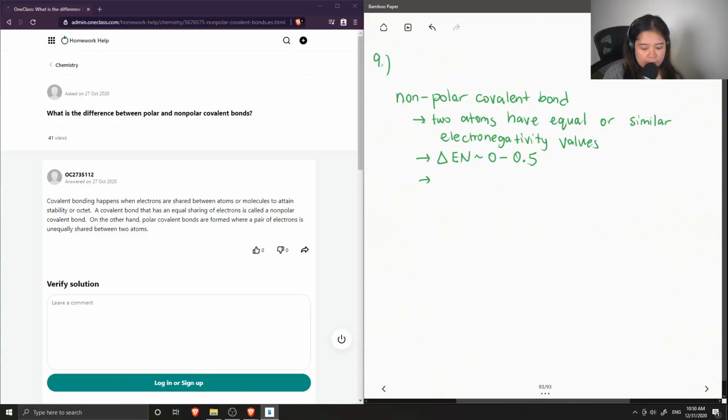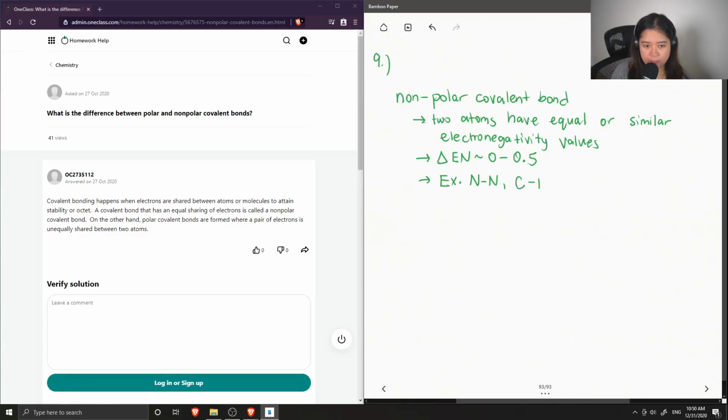Okay, so let's have an example. Some examples would include diatomic molecules, such as the nitrogen-nitrogen bond, which is considered nonpolar covalent since obviously it is the same atom. Its difference in electronegativity would just be equal to 0.